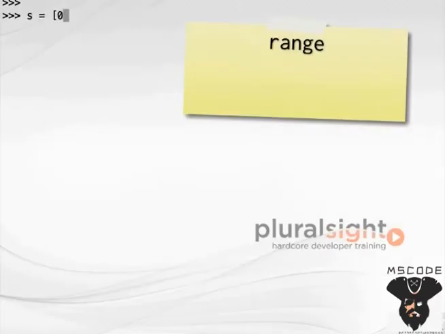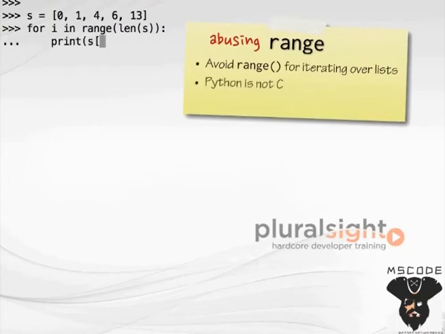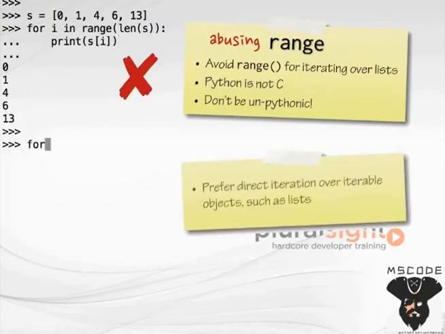At this point, we're going to show you another example of poorly styled Python code, one you can and should avoid. Here's a poor way to print the elements in a list using range, len, and list indexing. Although this works, it's most definitely unPythonic. Always prefer to use iteration over objects themselves.